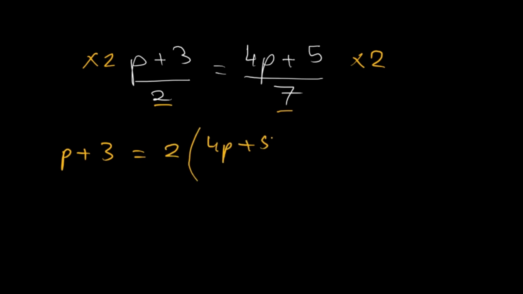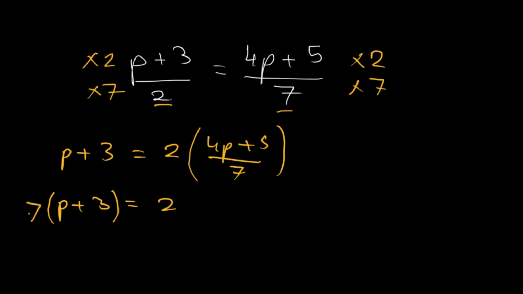4p plus 5 over 7. Actually, that bracket is wrong. 4p plus 5 over 7. There you go. And then we times each side by 7 to get rid of the 7 denominator. So p plus 3 equals, p plus 3 times 7, since we're multiplying both sides by 7.